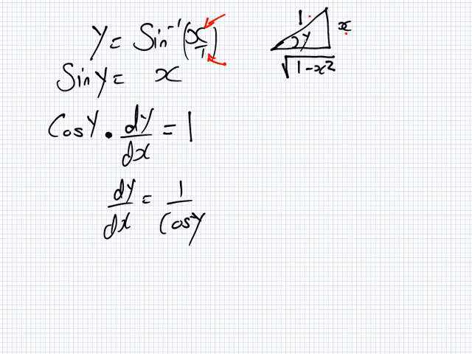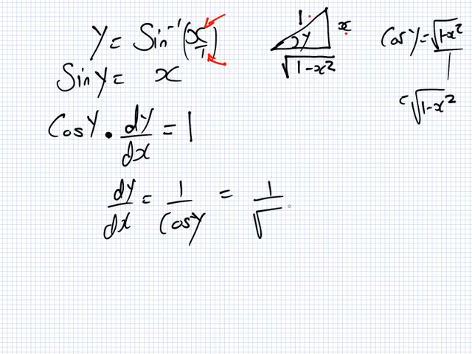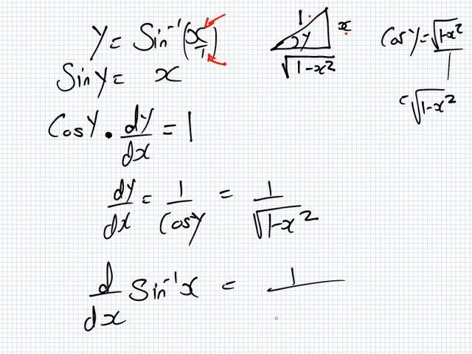So what does cos y equal? Root 1 minus x squared over 1. So it's just root 1 minus x squared. So dy dx is 1 over root 1 minus x squared. So the derivative of sine inverse x is 1 over root 1 minus x squared.